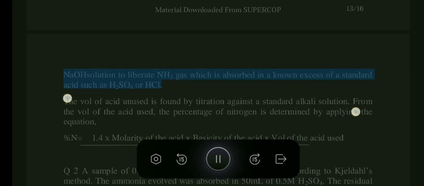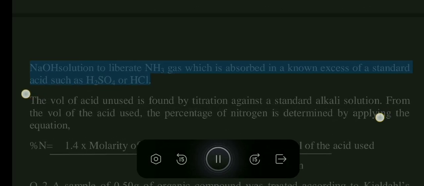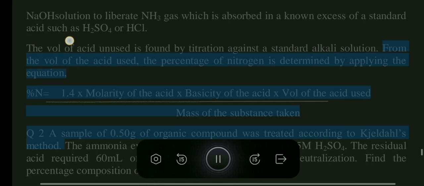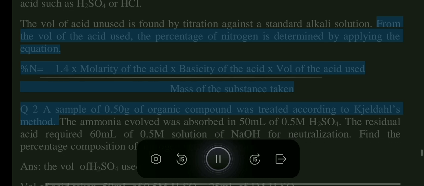The (NH4)2SO4 thus obtained is boiled with excess of NaOH solution to liberate NH3 gas, which is absorbed in a known excess of a standard acid such as H2SO4 or HCl. The volume of acid unused is found by titration against a standard alkali solution. From the volume of the acid used, the percentage of nitrogen is determined by applying the equation.